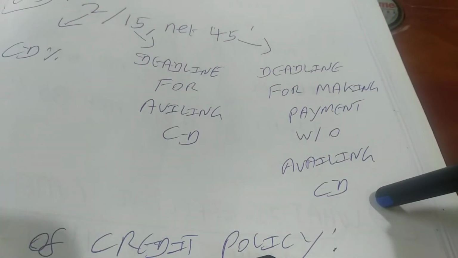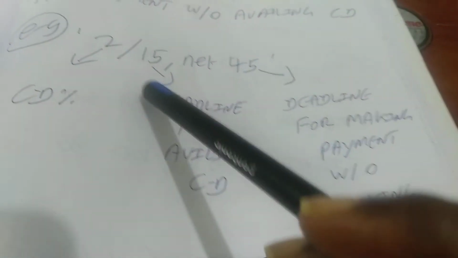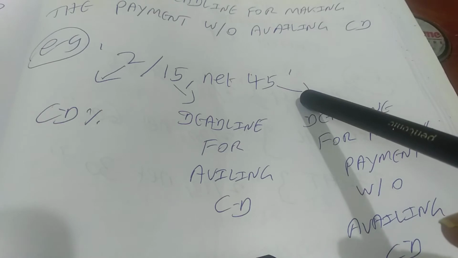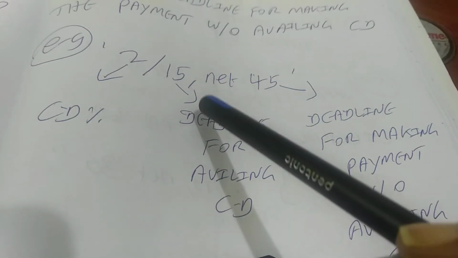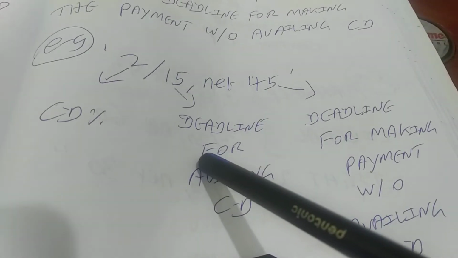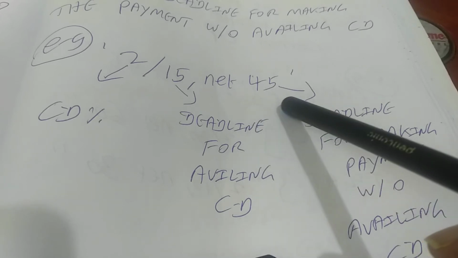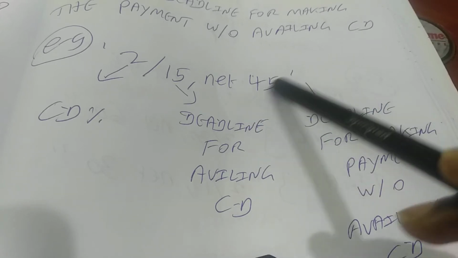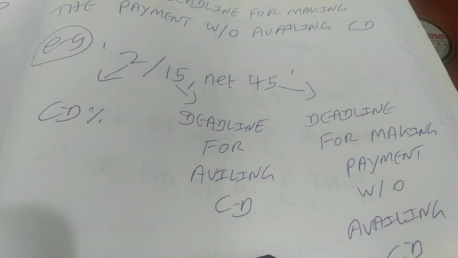That means if you are my customer, if I am going to give you this as my credit policy, I will give you 2% discount provided you make the payment on or before the 15th day. Suppose you miss this deadline, then you need to make the payment to me on or before the end of 45th day, right? So this is an example for credit policy.